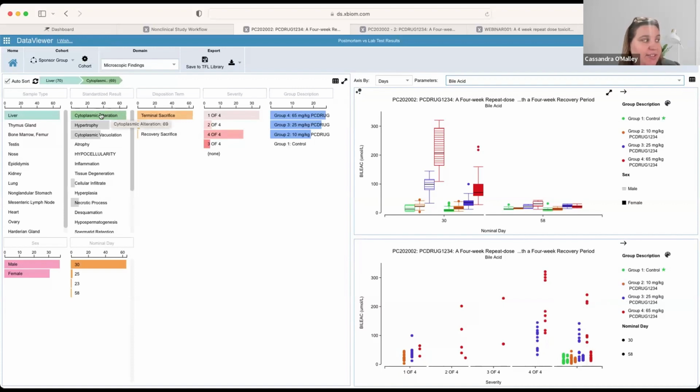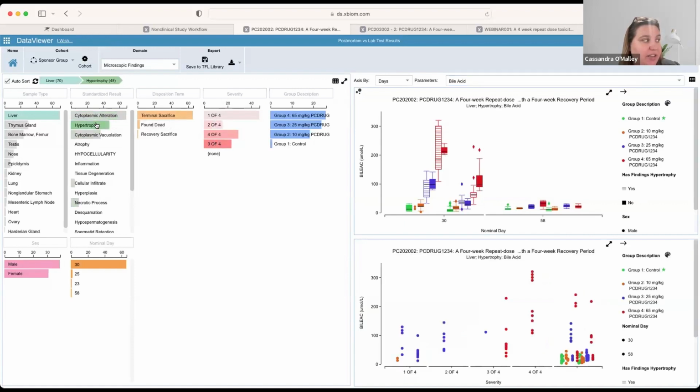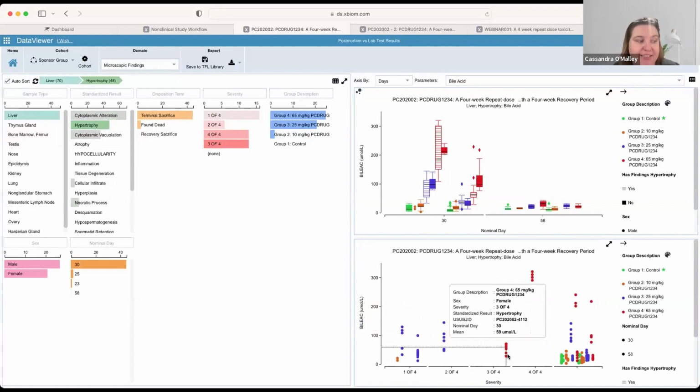I'm going to unclick the cytoplasmic alteration and click into the hypertrophy, and we're going to see very similar findings, that the bile acid was related to a lot of these liver findings. The mid-dose group, 25 milligram per kilogram, has a lot of findings at 1 and 2 on the severity scale. And then the high dose group, as they are getting higher bile acid readings, are having more severe 3 and 4 out of 4.